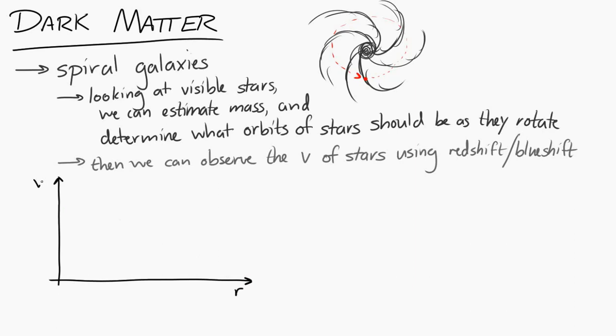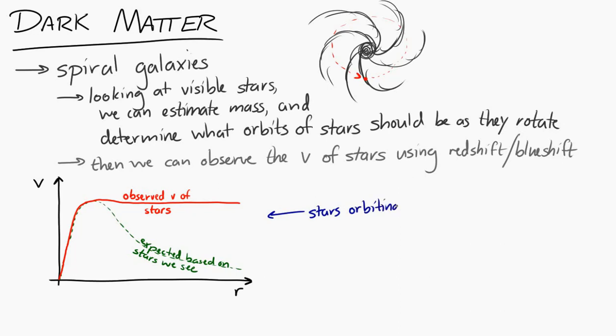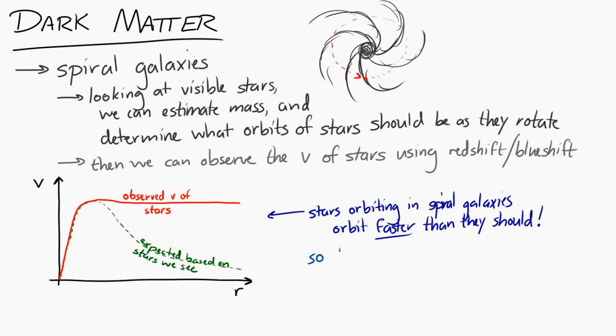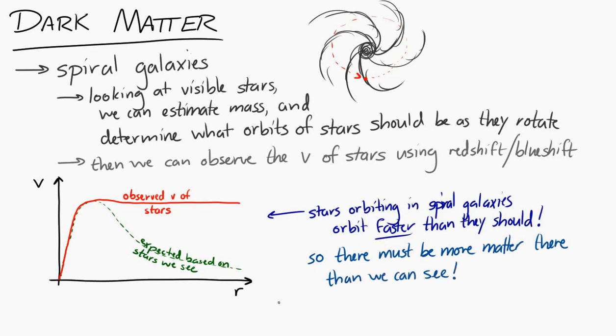The expected velocity as a function of radius in a spiral galaxy should be this. That's based on the stars that we're able to see. But if you actually observe what their speeds are, this is what you find. The stars orbiting in spiral galaxies are moving faster than they should based on what we see. So what this suggests is that there's more matter in spiral galaxies than we can see. Now that matter that we can't see, we call it dark matter.